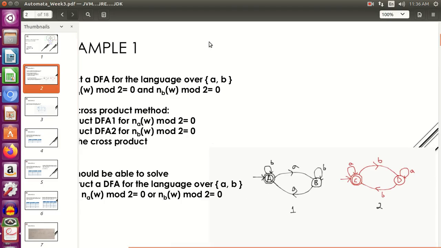So if you take the cross product, how many combinations will you get? A with C, A with D, B with C, B with D. Okay. Now, we will not take AB and CD. They belong to the same DFA, so we need not take them.